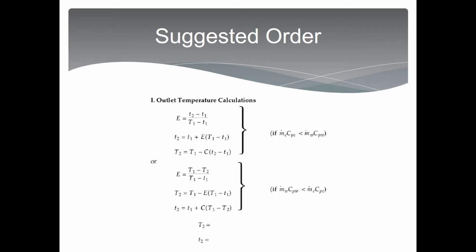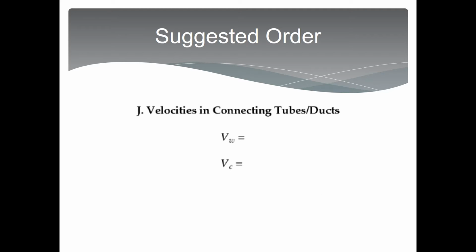To determine outlet temperatures, first compare the individual capacitances of the warm and cold fluids. Depending on which is greater, use the equations here along with the calculated overall capacitance and effectiveness to determine the corresponding outlet temperatures. Using flow rate along with tube and duct diameters, the velocities of the warm and cold fluids within the heat exchanger can be determined.